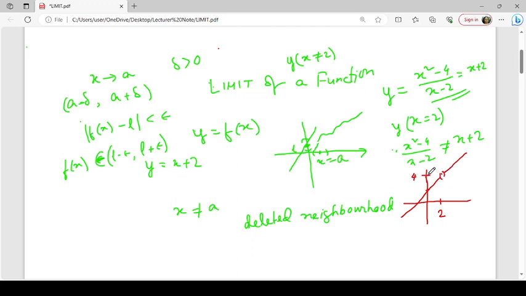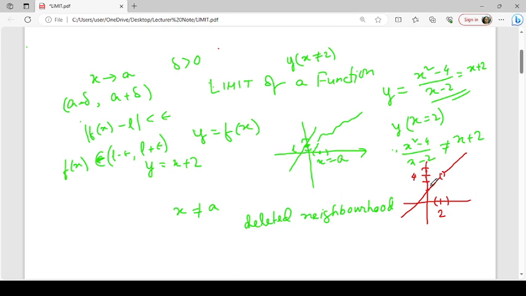And this 4, when x approaches 2, we are considering this interval, 2 minus delta, 2 plus delta. So when x is approaching 2 from the left hand side, this approaches 4, and when it approaches from the right hand side, this also approaches 4. So the interval is like this. For all x lying in this neighborhood except the point x equal to 2, all values will be in this interval, 4 minus epsilon, 4 plus epsilon.